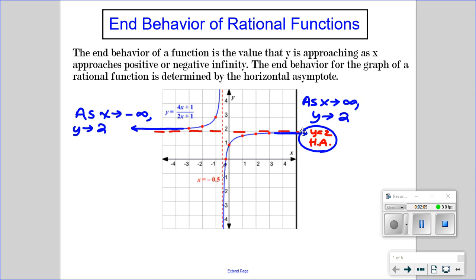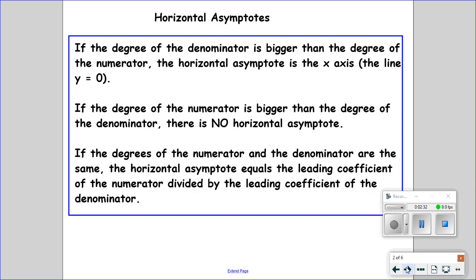Here's the main point. The end behavior for the graph of a rational function is determined by the horizontal asymptote. So you just want to put those two concepts together in your head. If you're ever asked to find the end behavior of a rational function, you want to determine the horizontal asymptote. Okay, so how do we do that if we're not given a graph, but we're just given an equation?